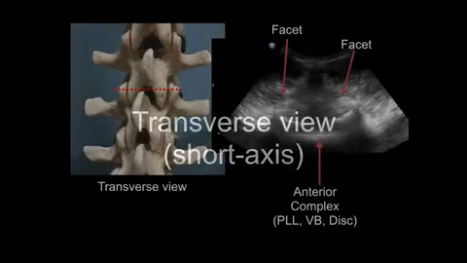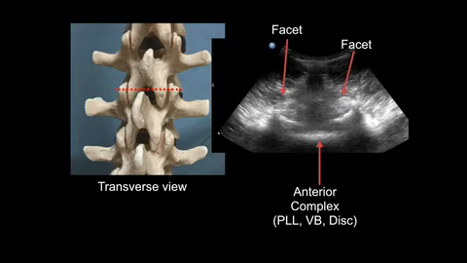The next view is called the transverse view, otherwise known as the short axis view. Once again, the image on the left is a model of the lumbar spine. The dotted line represents an ultrasound beam that cuts through the facet joints in short axis, the transverse view. The corresponding ultrasound image is seen on the right. The facet joint is indicated by the red circles. The anterior complex is seen as a hyperechoic linear structure on the bottom of the ultrasound screen.